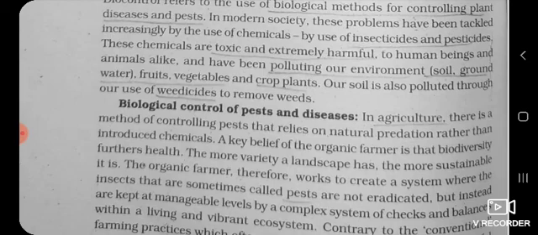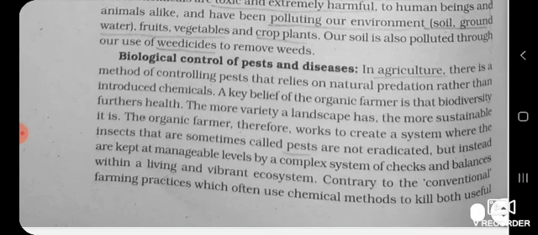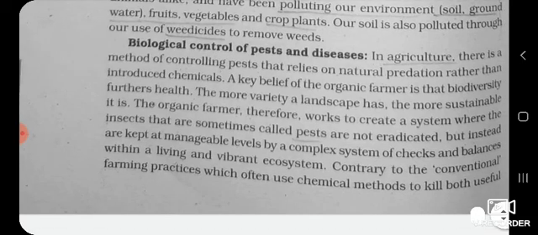So our soil is also polluted through our use of weedicide to remove weeds. When we apply it on the crop, it gets mixed in the soil, and when we use it for removing the weeds, it is called weedicide. It also damages our soil because it percolates through the soil into the underground part, and the underground water also gets polluted due to this chemical. So these chemicals are very hazardous to the life of the human being.